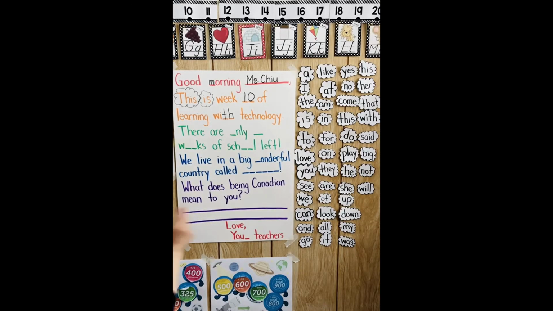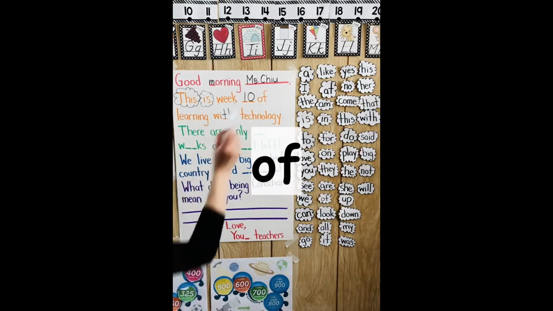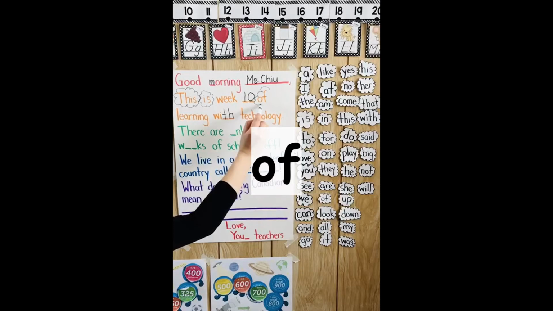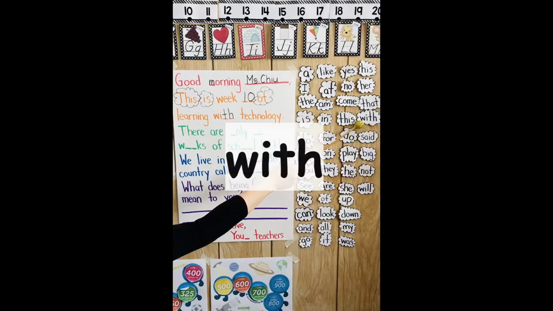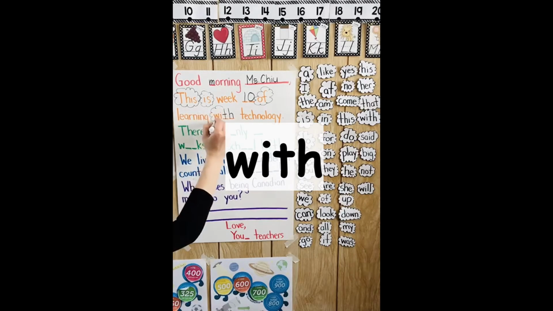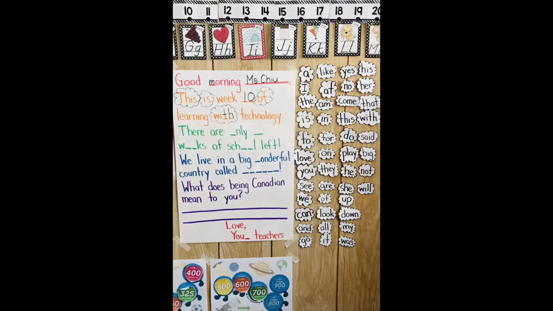Now let's find the popcorn word of. O-F spells of. There it is. So let me pop it. That's a list 1 word. Then finally, can you find the word with? W-I-T-H spells with. That's a list 2 popcorn word that we learned last week. We found 4 popcorn words in the orange sentence.